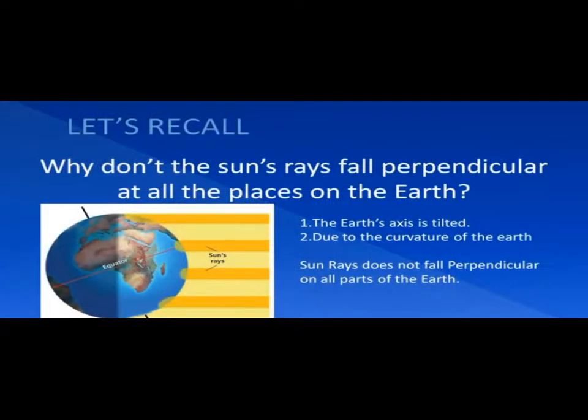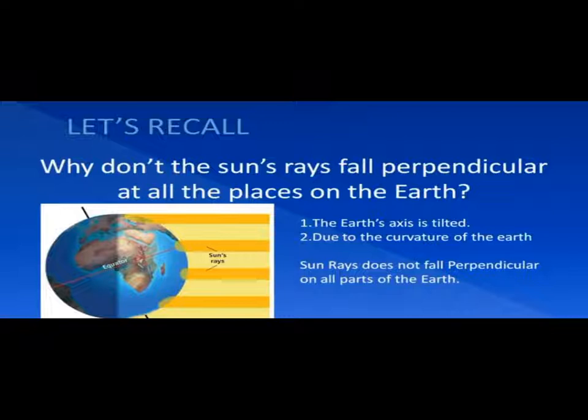Yes, students? Now, why don't the sun's rays fall perpendicular at all the places on the earth? Perpendicular means direct, straight. Okay. Why don't the sun's rays fall perpendicular? Two reasons are there. See here, the Earth's axis is tilted. And the second one, due to the curvature of the Earth.